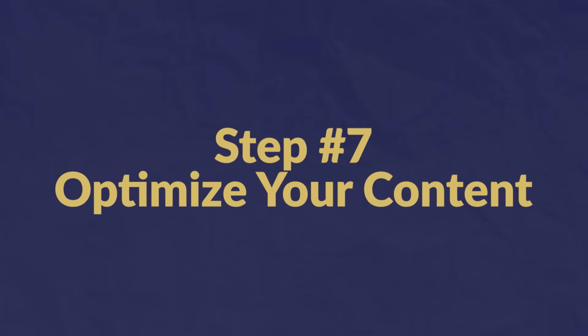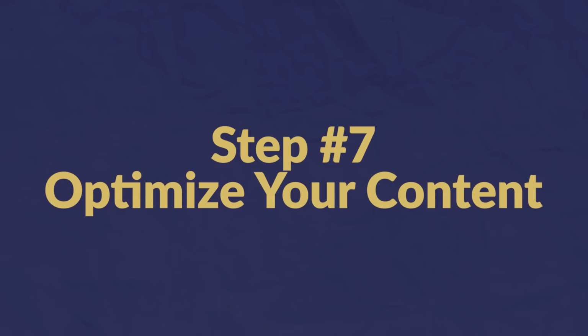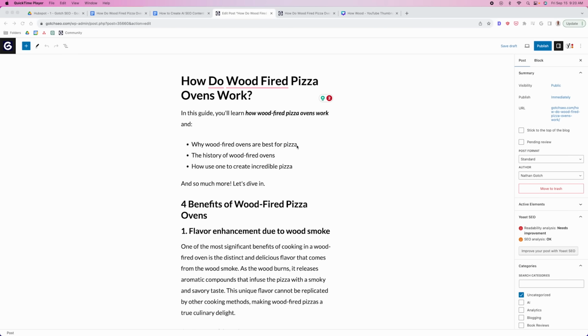management system. I'll be using WordPress for this example, but you could also use HubSpot CMS from earlier in this video. Which brings me to step number 7, which is optimize your content. Now it's time to optimize this page for SEO.